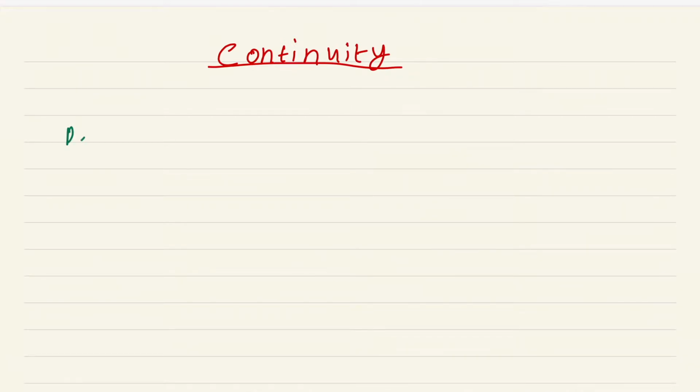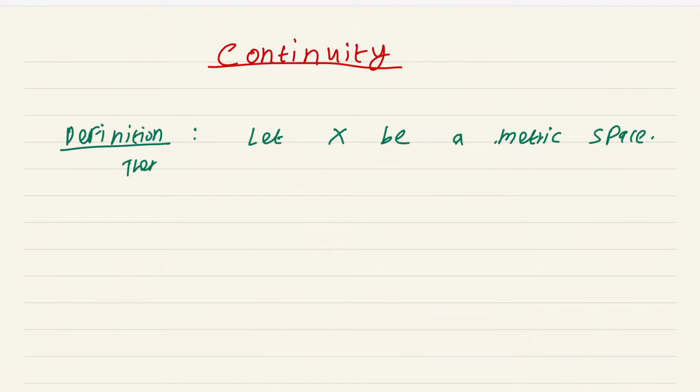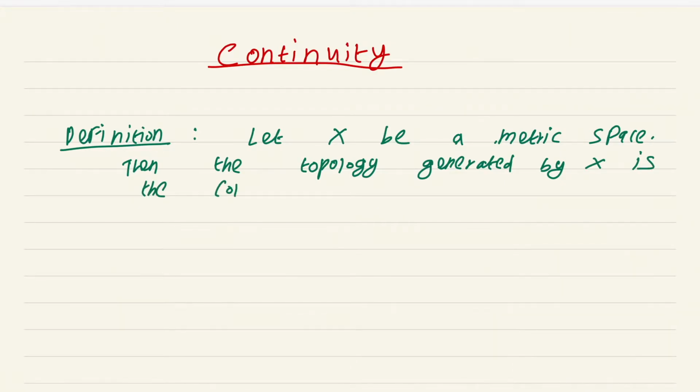So definition, let X be a metric space, then the topology generated by X is the collection tau of all open sets in X. So you take each and every open set and shove it all in this collection and you get this topology, typically denoted by tau.